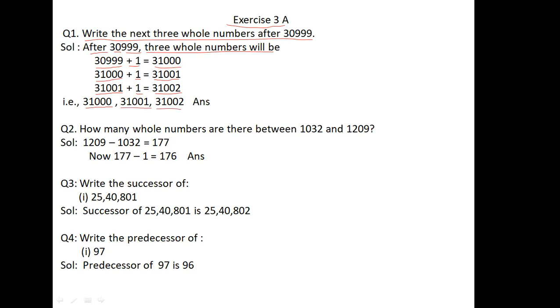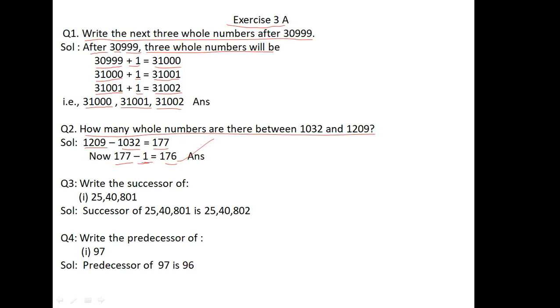Now question number 2, how many whole numbers are there between 1032 and 1209? So 1209 minus 1032, it will come 177, and 177 minus 1, it will come 176, because we have to find the numbers in between. So we will do minus 1 after this.